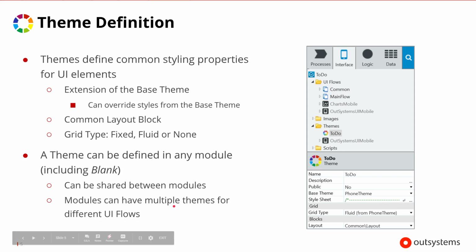And modules are allowed to have more than one theme inside them because we may have multiple UI flows. So when we look over here to the right, here we see our to-do theme. It could be made public and shared. This one isn't. The base theme that it's using is the phone theme, and here is its style sheet. And we could open this with the style sheet editor and then begin looking at the styles that are part of our to-do style sheet.